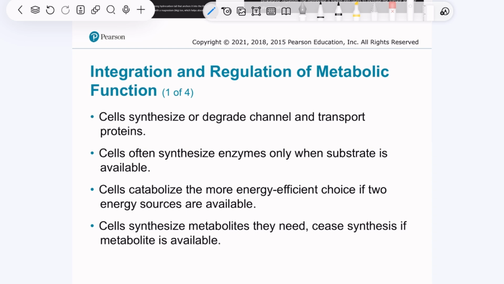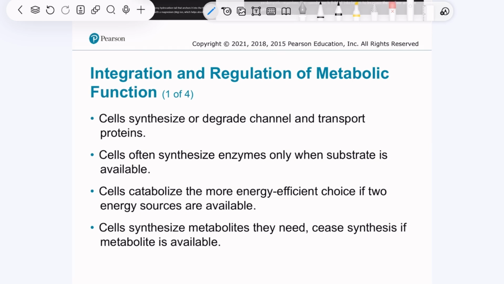This one's kind of self-explanatory. It's saying that when multiple energy sources are available, the cell prioritizes the more efficient one for energy production. Cells synthesize metabolites they need and cease synthesis if the metabolite is available. This means that cells regulate metabolite synthesis based on availability, preventing wasteful production of compounds that are already present.